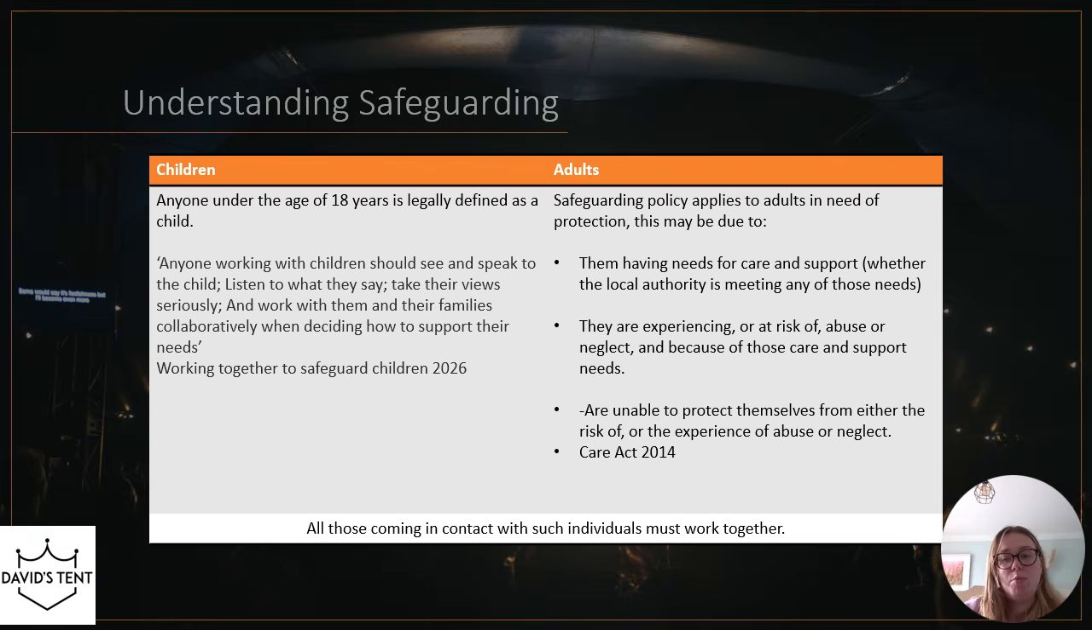I think the really important thing with safeguarding, no matter the age of the individual that we're trying to support, is to know that all of us who are coming into contact with such individuals need to work together. It's really around partnership working and being part of that bigger body and that bigger family that works together to keep these individuals safe, and to support them the best way that we can.